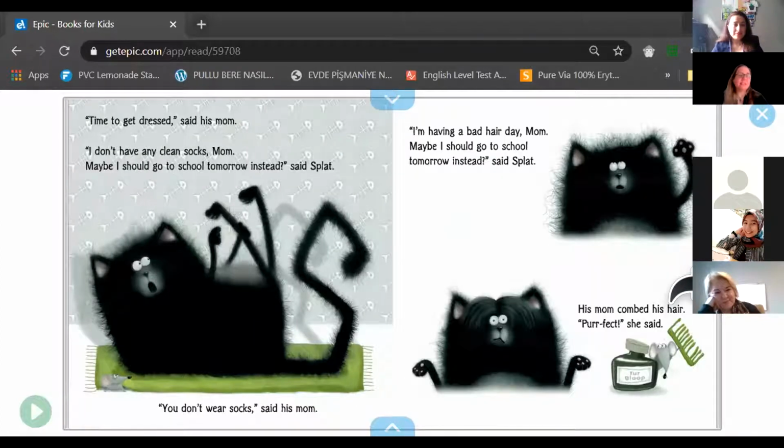Time to get dressed, said his mum. I don't have any clean socks, Mum. Maybe I should go to school tomorrow instead, said Splat. You don't wear socks, said his mum. I'm having a bad hair day, Mum. Maybe I should go to school tomorrow instead, said Splat. His mum combed his hair. Perfect, she said. Look at him.